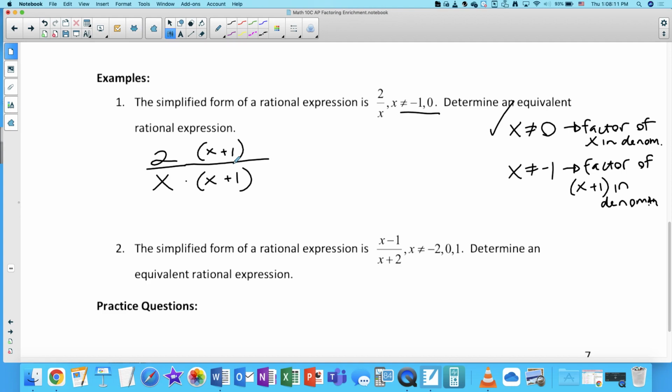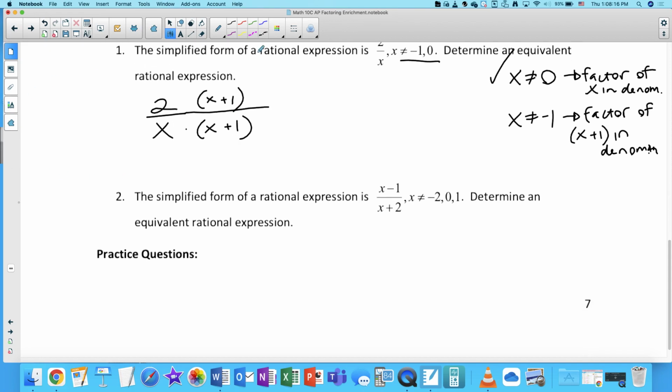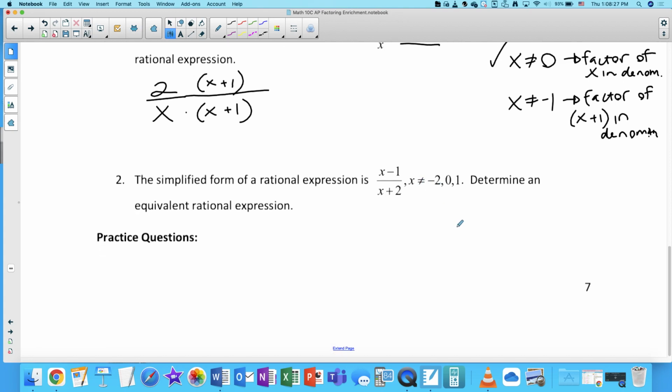Okay, let's try another one. Okay, the simplified form of a rational expression is x minus 1 over x plus 2, where x cannot equal -2, 0, and 1. Determine an equivalent rational expression. So let's work with this. If x cannot equal -2, this is sort of what we want to see in our denominator. What do we need to see in our denominator? Yep, x plus 2, that's right.